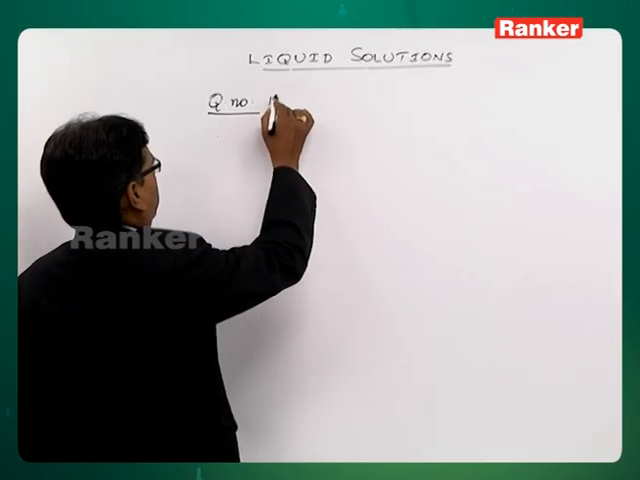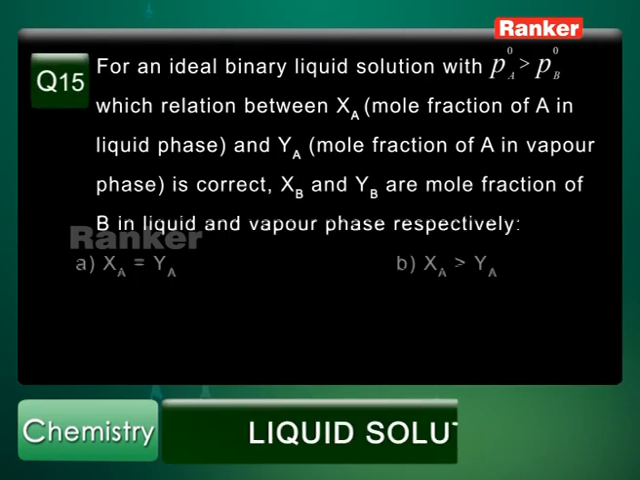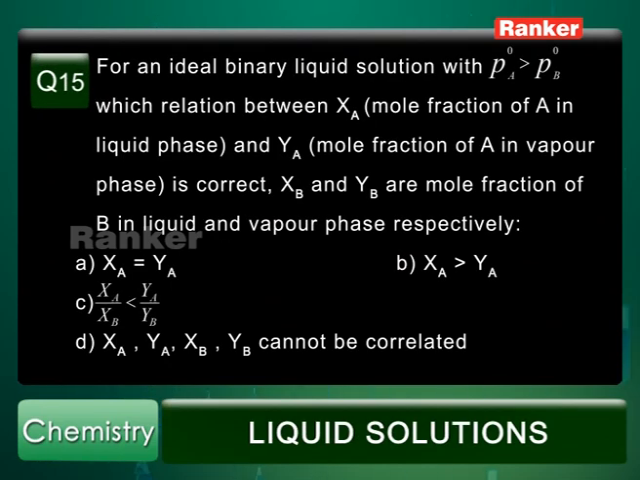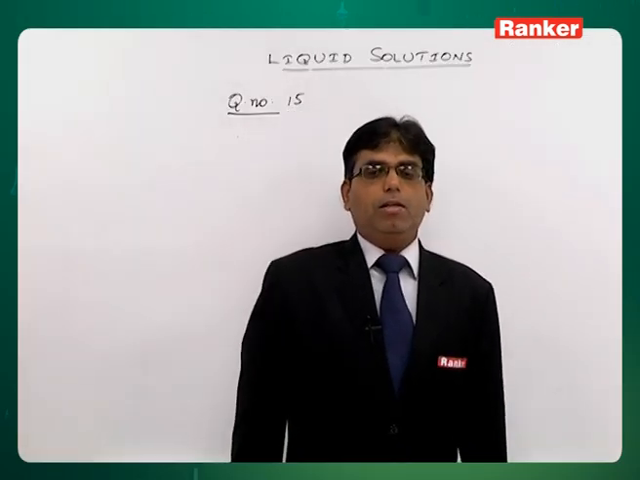Now, we go to question number 15. In question number 15, what it says is, for an ideal binary liquid solution, binary liquid solution means one solute and one solvent. A mixture of a solute and solvent is what we call a binary solution. That means, we do not have more than one solute. Solvent is of course every time only one, but the number of solutes can be 1 or 2 or 3. But when we have only one solute and a solvent, then we call it binary, right.